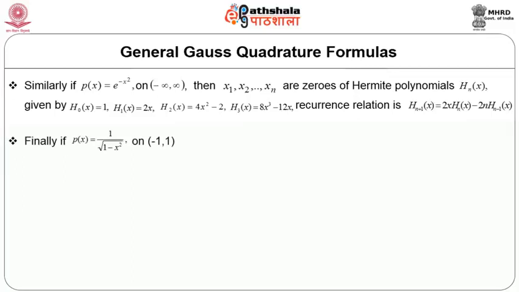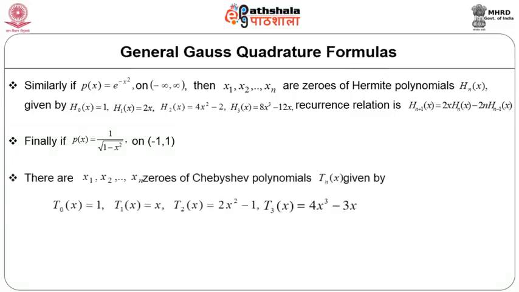And finally, if p(x) is 1 upon root of (1 minus x square) on minus 1 to 1, then x1, x2, xn are zeros of the very famous, very much used Chebyshev polynomials Tn(x) given by T0(x) is 1, T1(x) is x, T2(x) is 2x square minus 1, T3(x) is 4x cube minus 3x, and the recurrence relation for these Chebyshev polynomials is T(n plus 1)(x) is 2x Tn(x) minus T(n minus 1)(x).